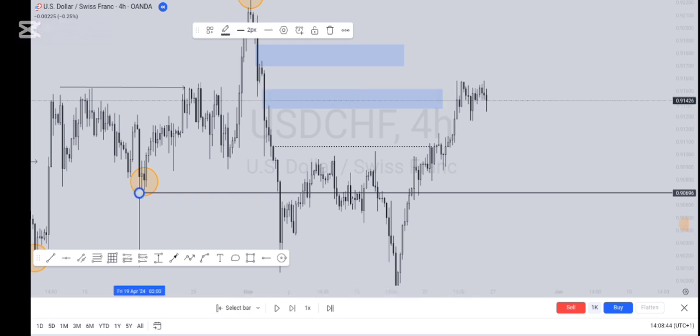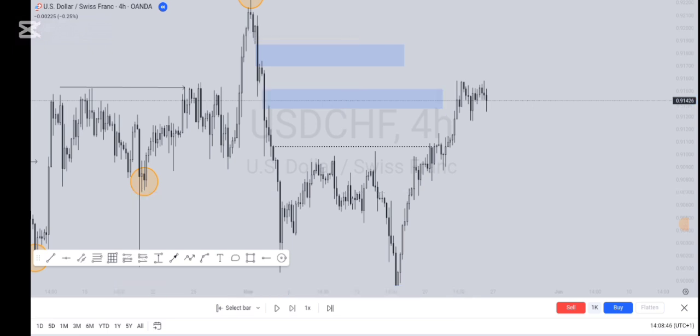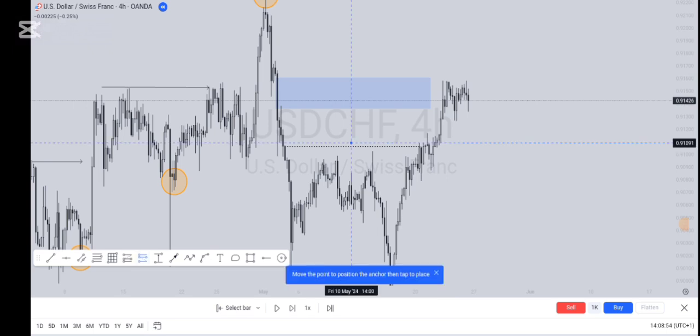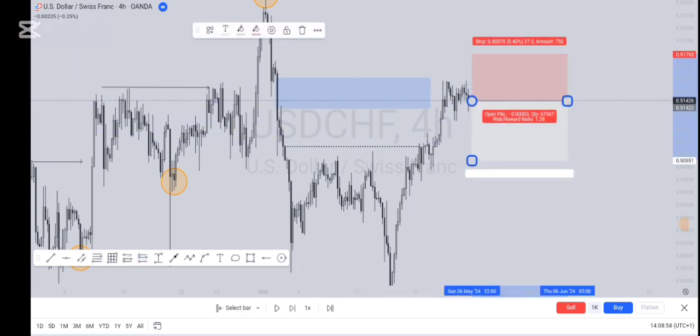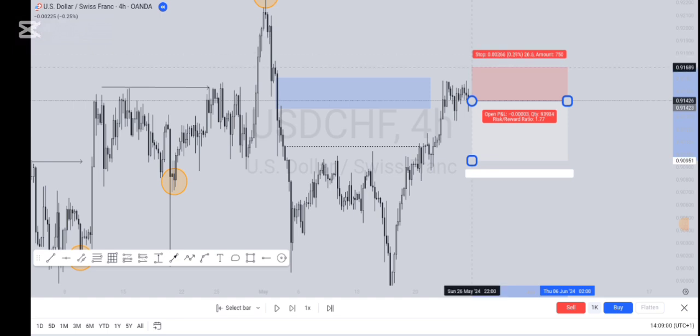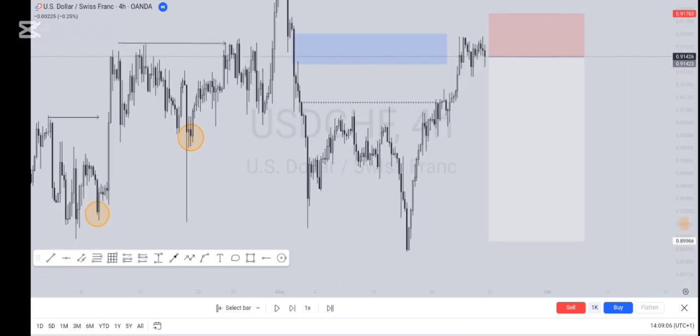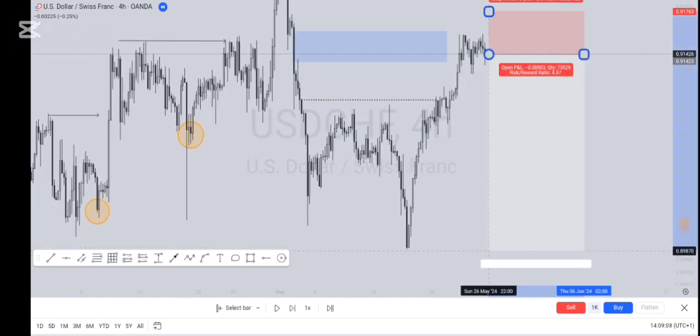So let me delete this line, and let me also delete this line. So where will I be finding my entry? I'll be finding my entry somewhere here. So this is what I would do if I was trading this market. I would actually take the trade from here, putting my stop loss just above this zone here, and then my take profit should be here.